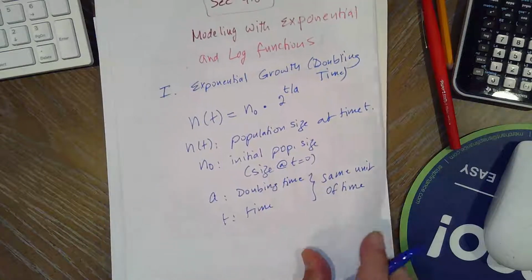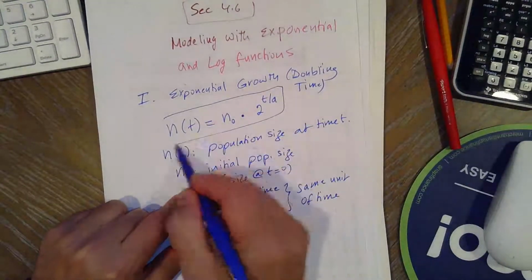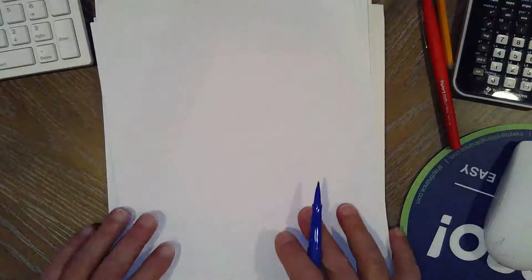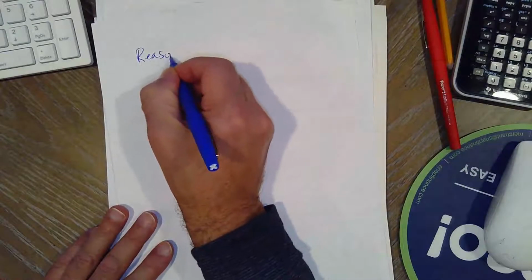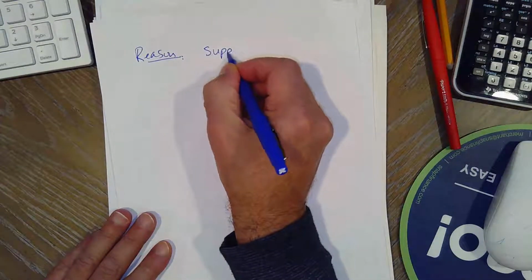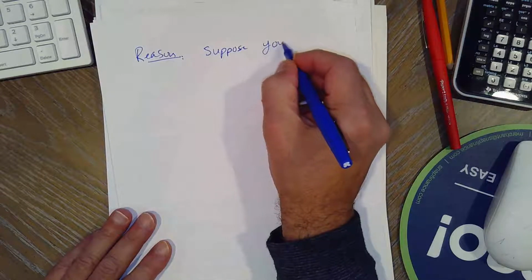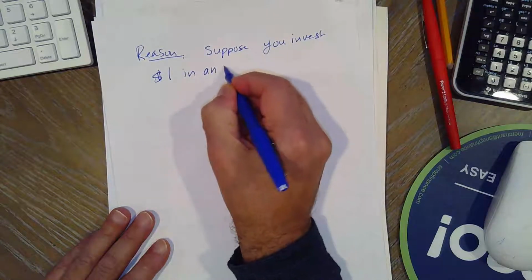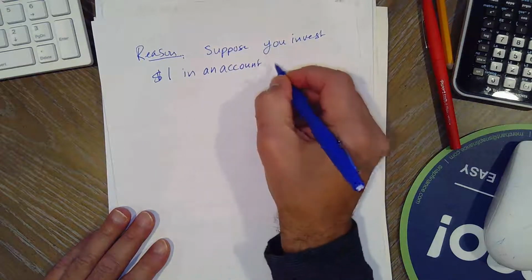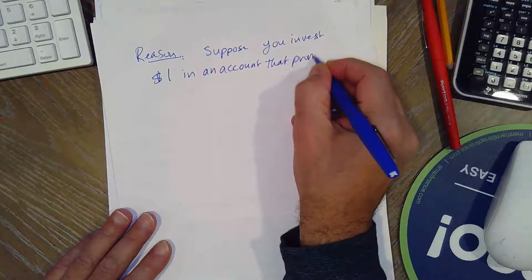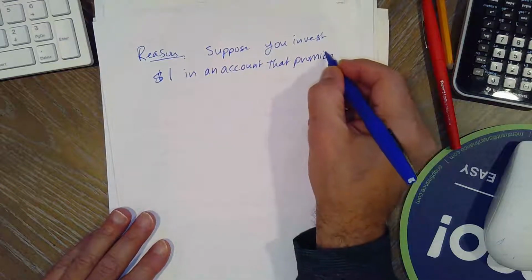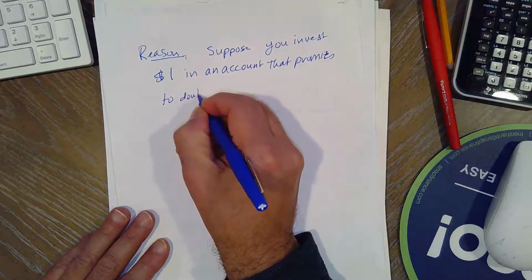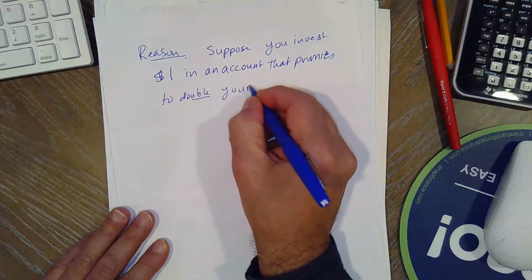Let me just, there's an example that I put in the notes. Let me explain that so you can understand where this formula came from. Okay, so it's not just a formula, it makes a lot of sense. So suppose you invest $1 in an account. I just made it simple, just $1, okay? That promises to double your money every month.